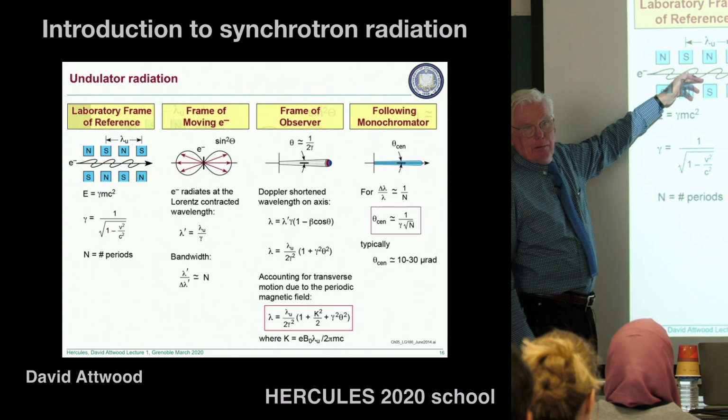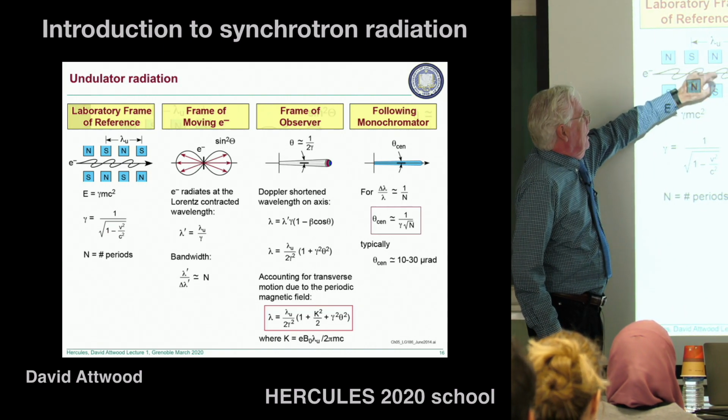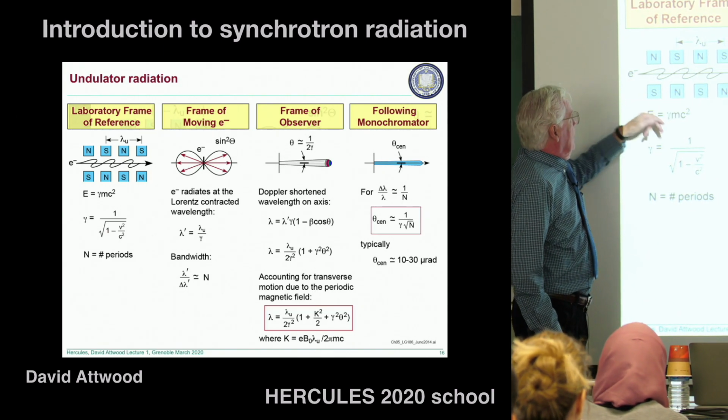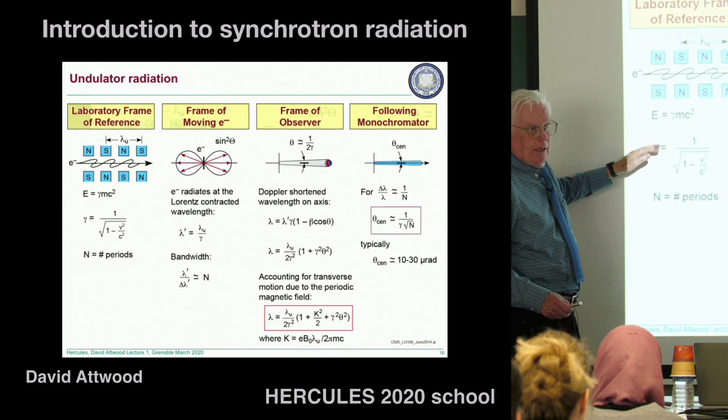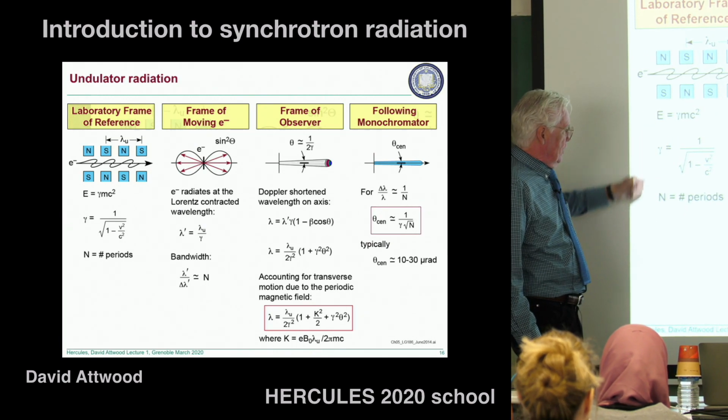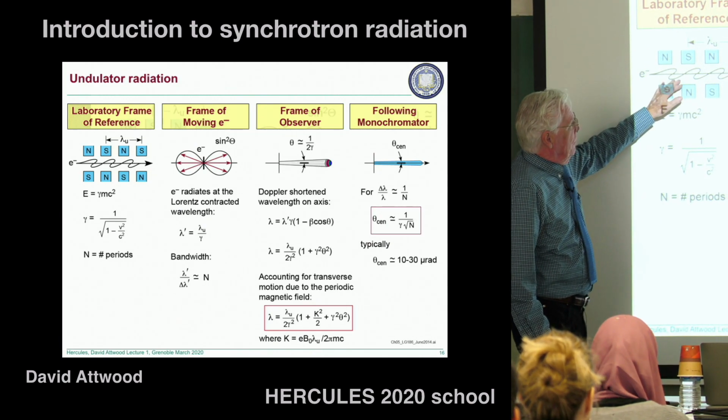Here's our electron coming through, just to repeat the parameters. This is the undulator period. The electron is coming through with this energy. This is the relativistic contraction, the Lorentz contraction formula, and N is the total number of periods.